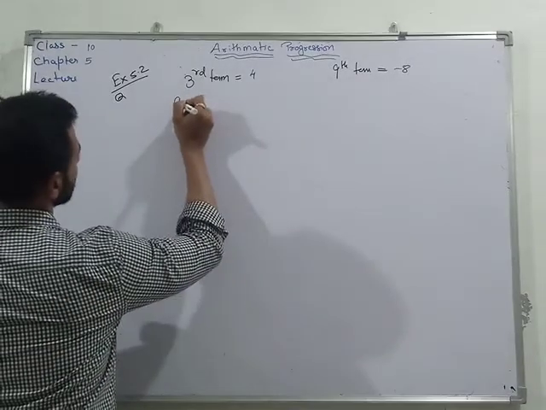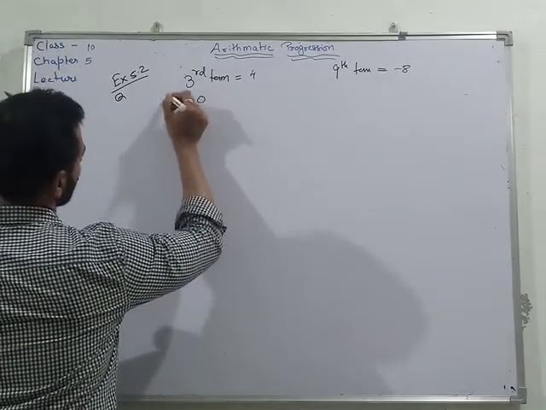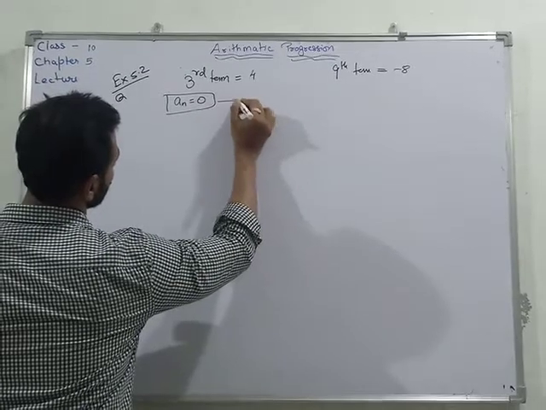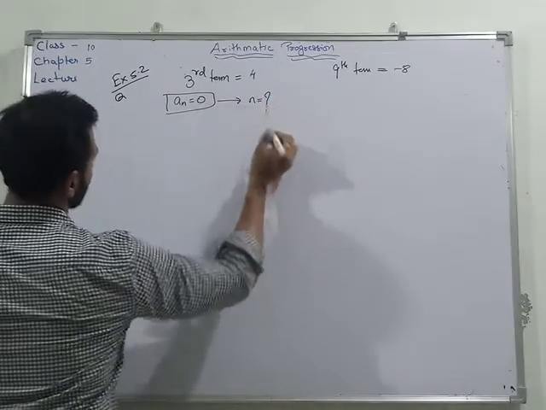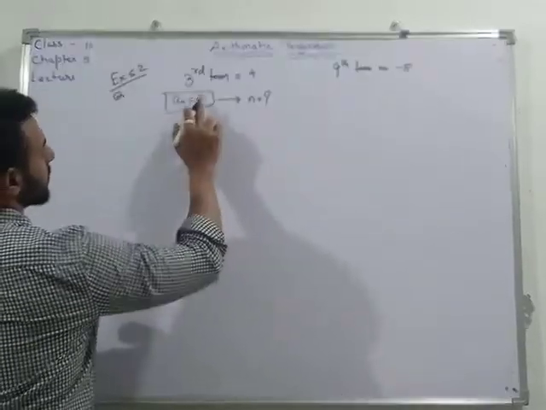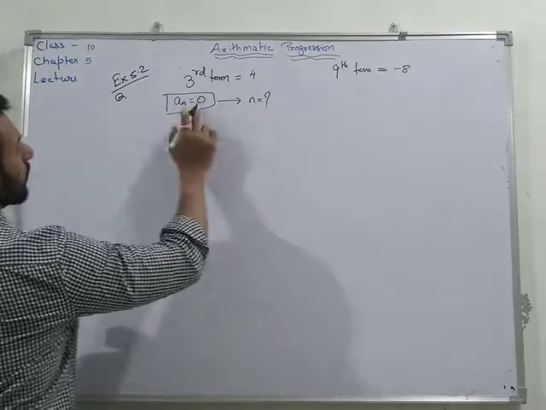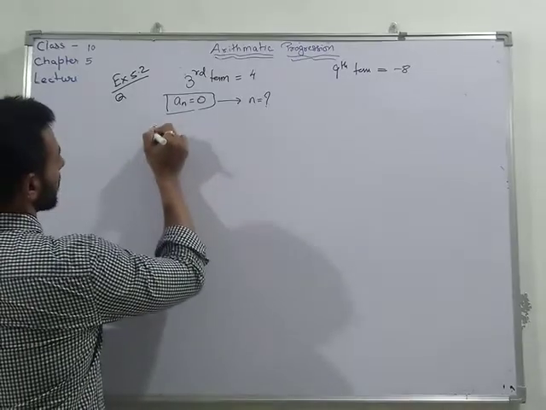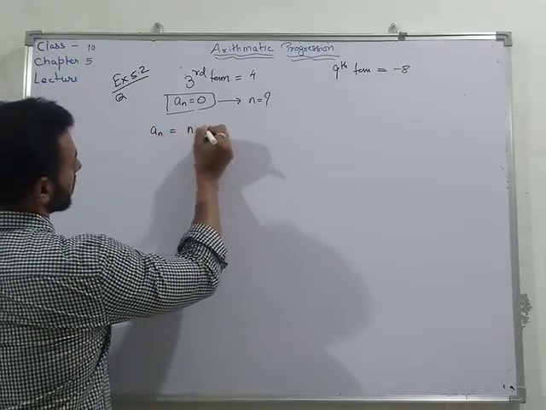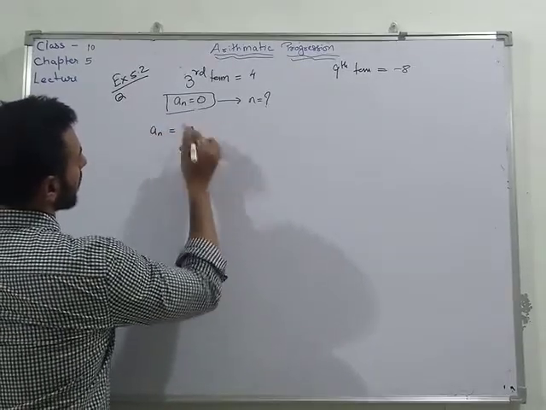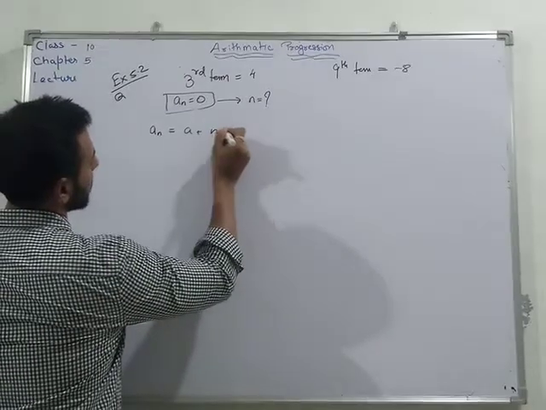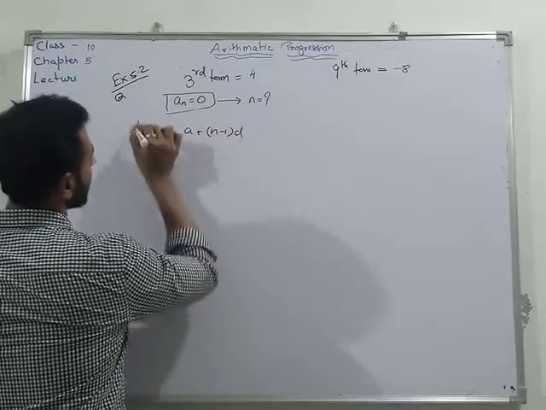An is given 0. We have to identify the value of n. Which term of an AP is 0? Using the nth term formula, A plus n minus 1 into D.